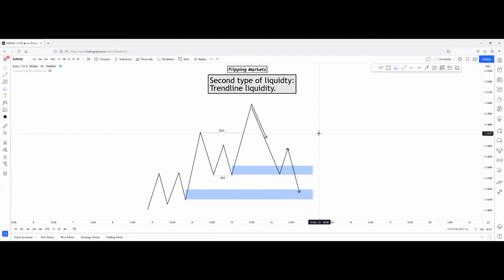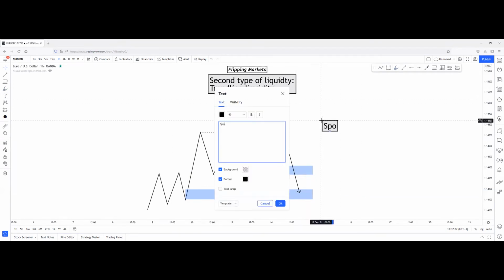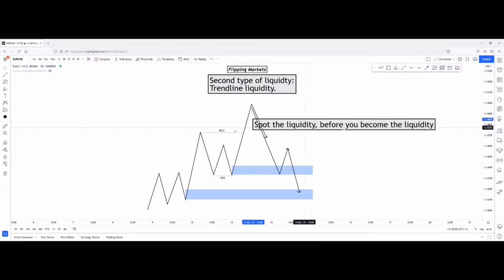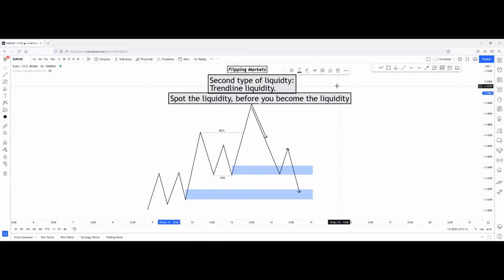So yeah, this is a really, really important rule. You always want to spot the liquidity before you become the liquidity. Just remember this and write it down. You know what? I will write it down here and you can screenshot it. This is the golden rule for the liquidity. Spot the liquidity before you become the liquidity.